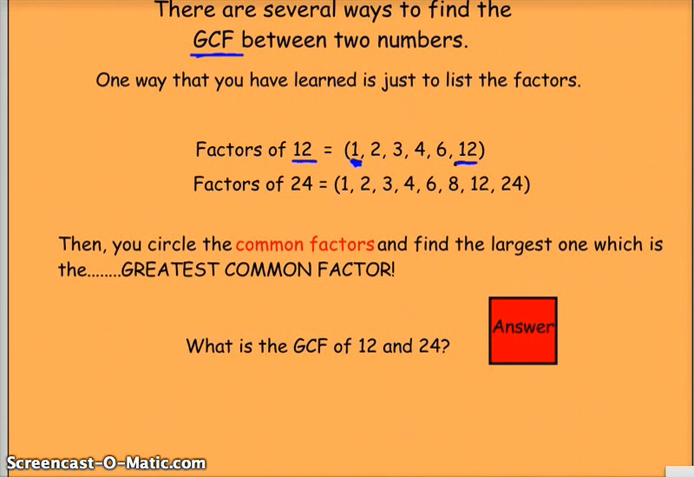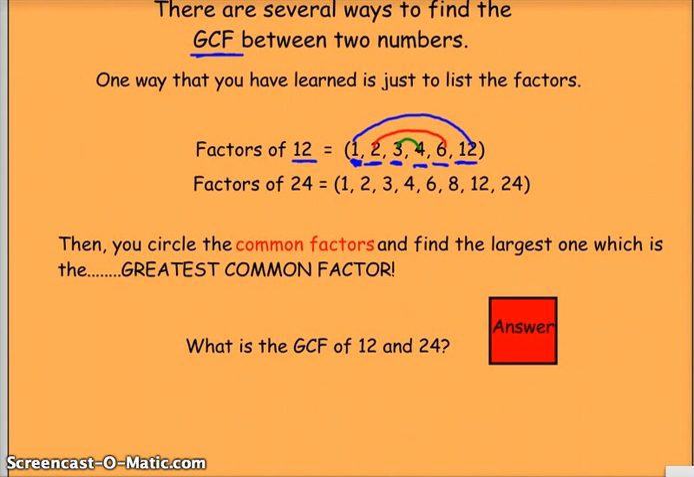Is 2 a factor of 12? Yes. In fact, it's 2 times 6. My next number is 3. Is 3 a factor of 12? Yes. It's 3 times 4. We sometimes call this the rainbow method because, as I said, the factors come in pairs. And if you draw little connections, it sort of looks like a rainbow.